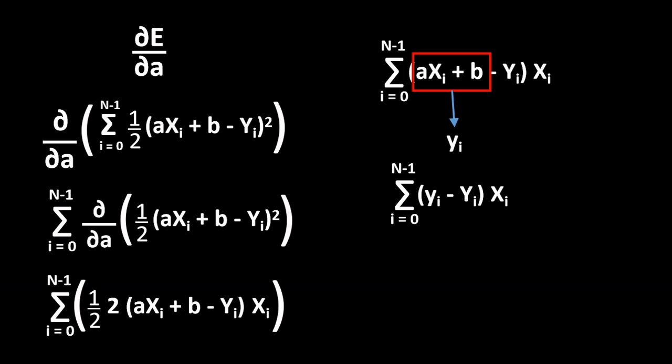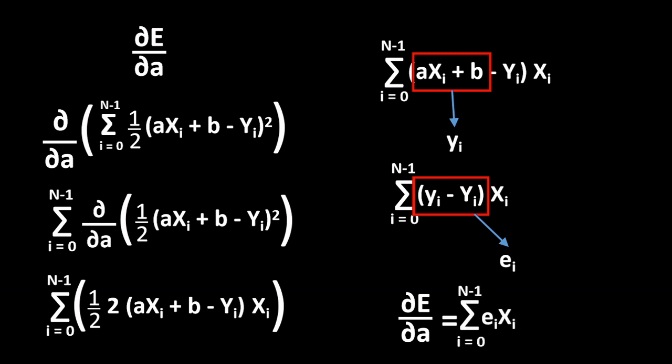And you remember that this small y_i minus capital Y_i is the residual term. So therefore, our del E upon del A will simply become summation i equal to 0 to n minus 1 of e_i x_i. Similarly, we can obtain the value of del E upon del B.